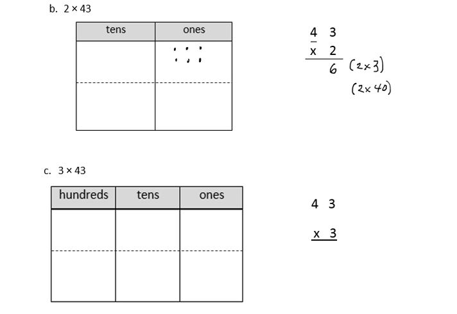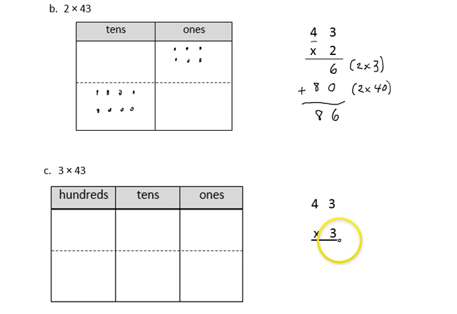I'm taking 2 times 40, which is 80, and I know that 80 is represented by 8 tens. I add my two partial products, and I get a final answer of 86, which matches the picture I see on the place value chart.